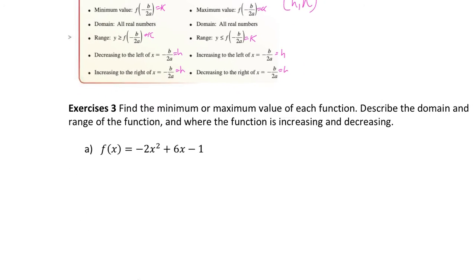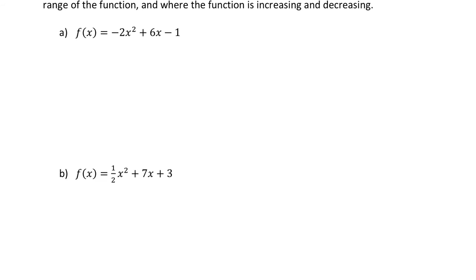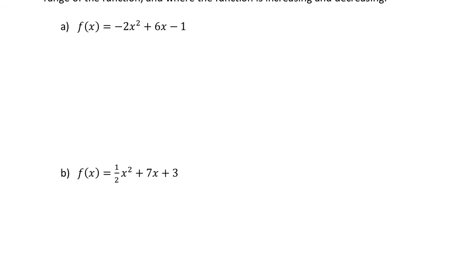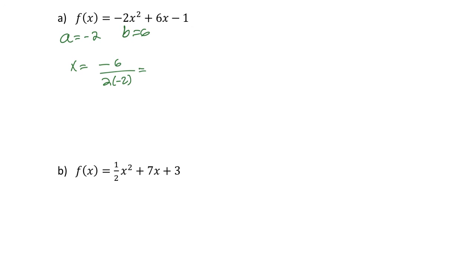So let's find the minimum or maximum values of each function, describe the domain, range, and where the function is increasing or decreasing. Again, in this case, I'm going to start by identifying that a equals -2 and b is 6. For now, when I'm identifying this, I don't need c. So x equals the opposite of b divided by 2 times a, so that means this is -6 divided by -4, which is the same as 3/2. I'm simplifying by 2.